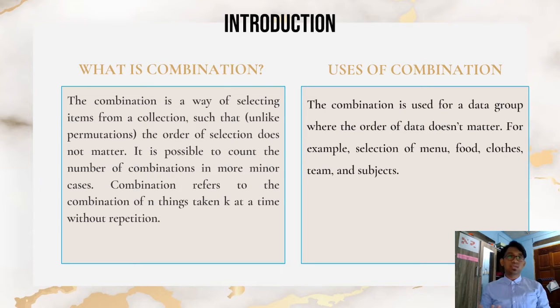So next, the use of combination. Combinations are basically used for a group of data where the order does not matter. So if you get a question that comes with a collection of many items, like food, clothes, menus, themes, and so on, where the order is not important, that is one of the combination questions.